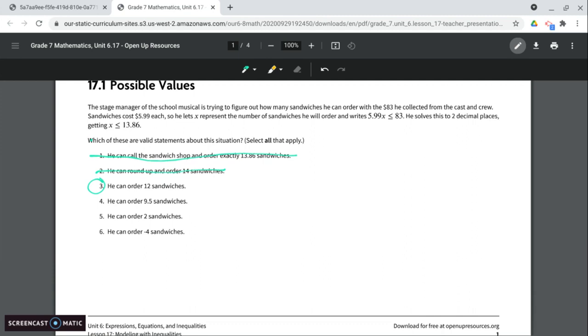He can order 9.5 sandwiches. Most likely, typically you have the choice between a full size and a half size, so we'll assume that you can get at least a half size sandwich, even though you can't get 0.86 of a sandwich. He can order 2 sandwiches, for sure. He definitely could. He can order negative 4 sandwiches. Definitely not. We can't have a negative number of sandwiches. That's just not possible. So we have to be very careful when we're dealing with these inequalities in a real world context. So context is your key word for this lesson. Context.